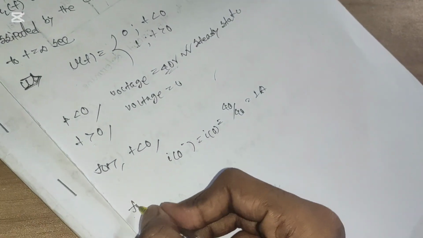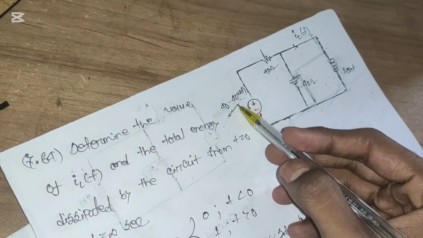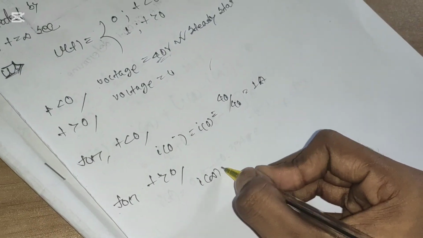Now for t greater than 0, the source will be 40 minus 40, which equals 0. So I infinity equals 0.